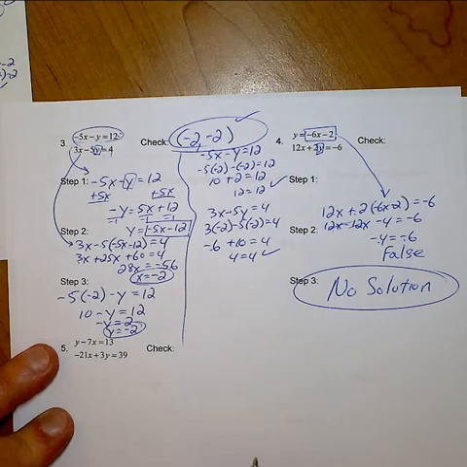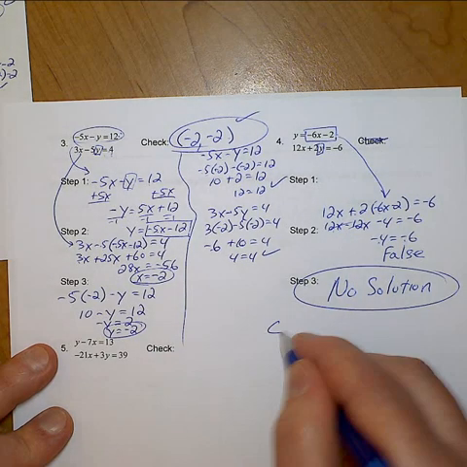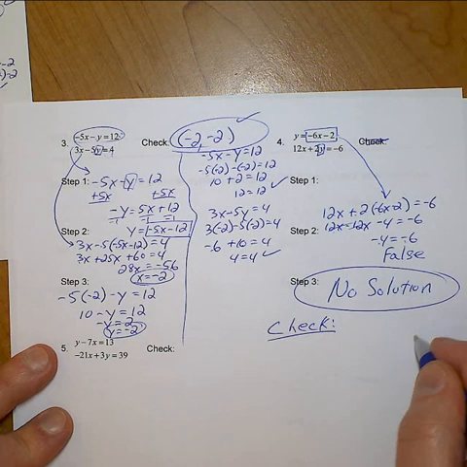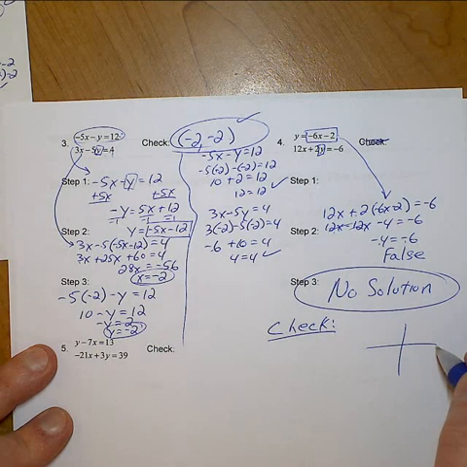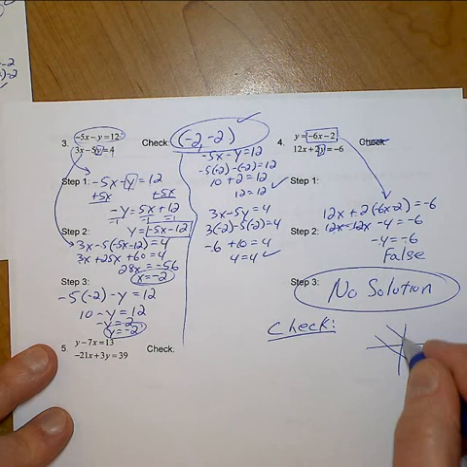Okay? And we want to talk about this. How do we check no solution? So if I was going to check no solution, well, we talked about no solution. We talked about lines that have what? They're parallel. They never touch, right? So they have the same slope from that first lesson, but different y-intercepts.